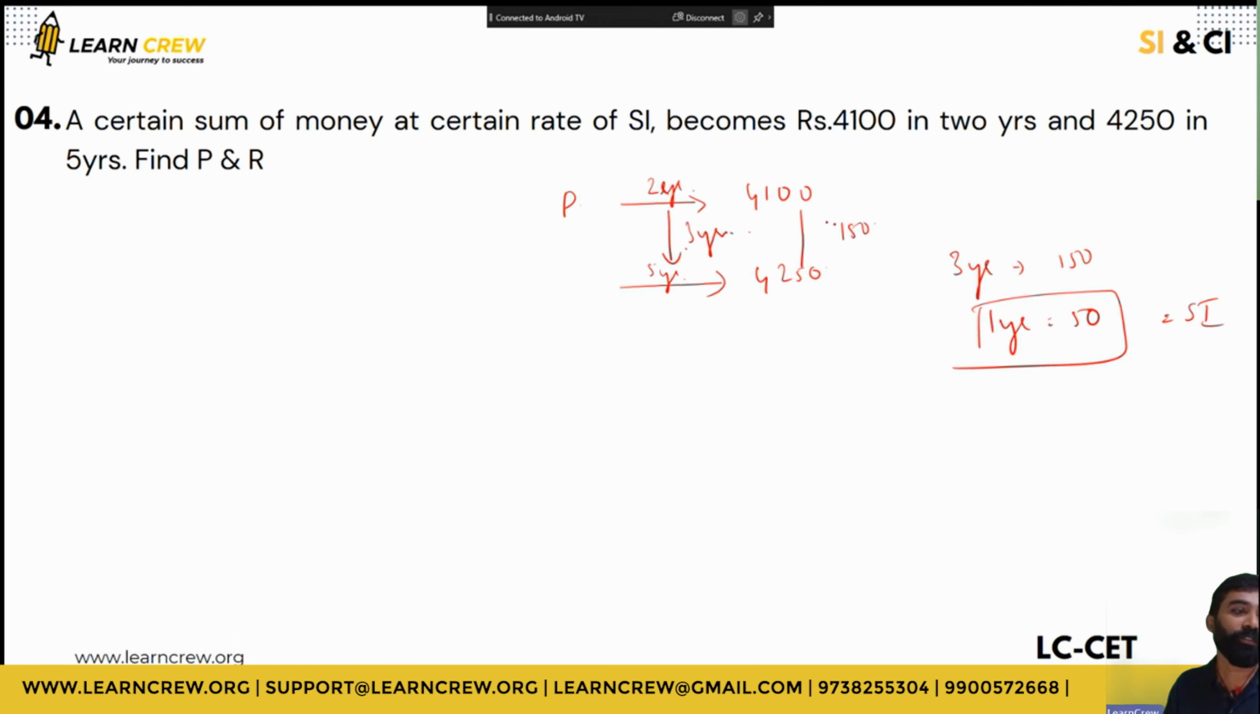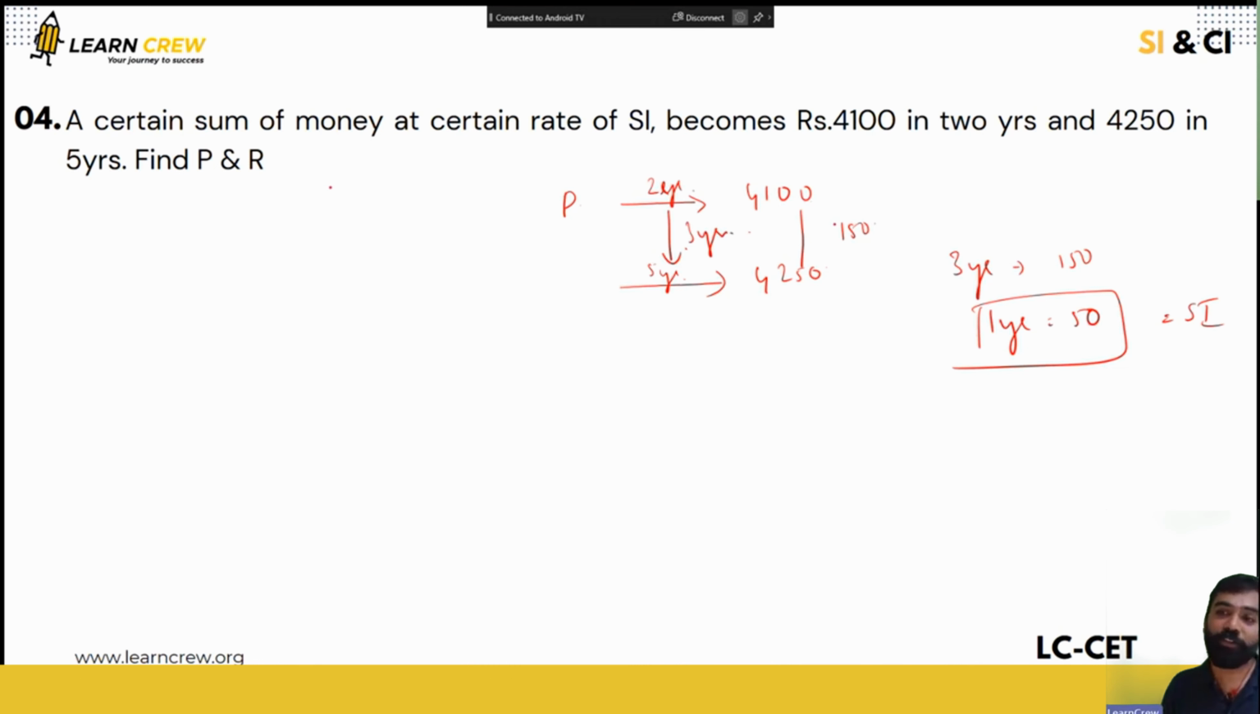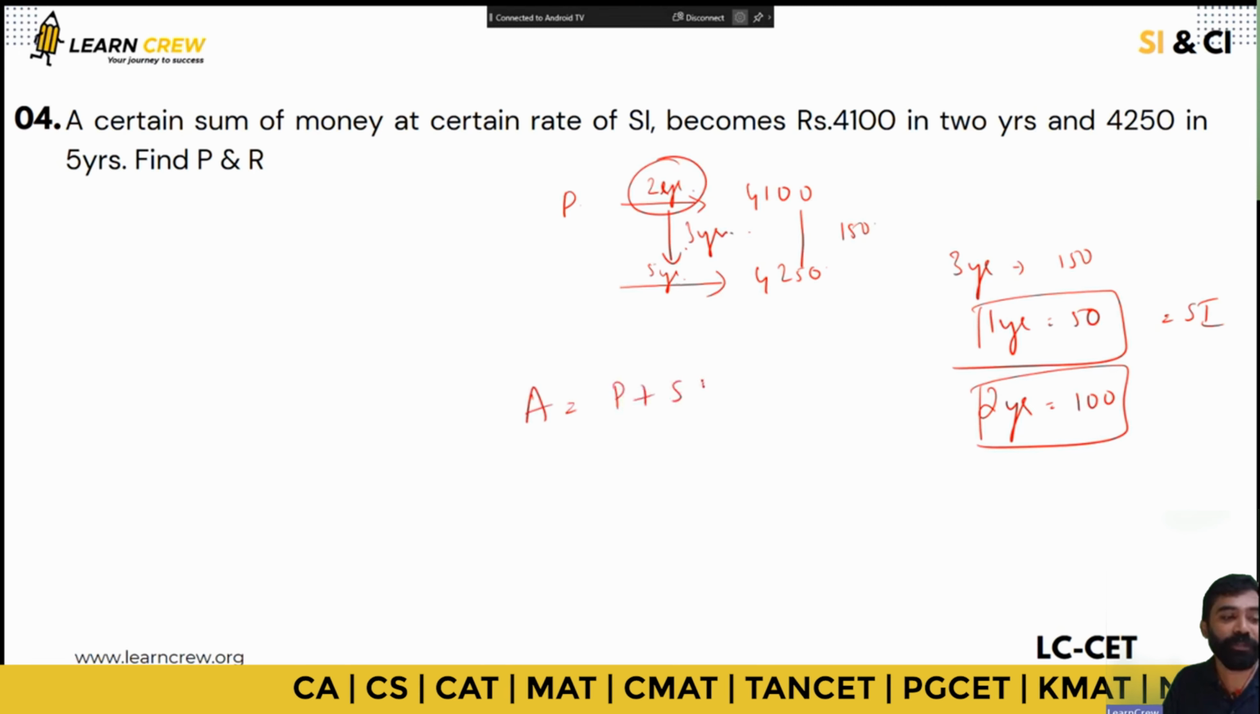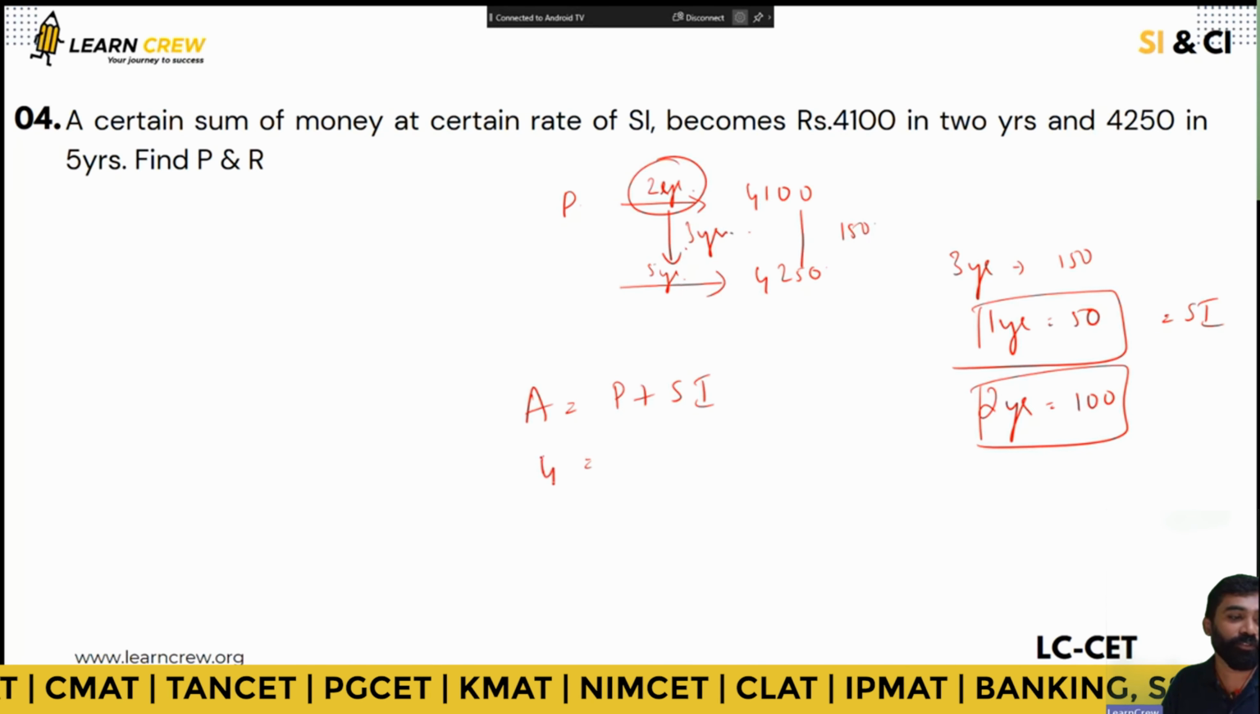So now we need to find what is the principal. How will you find the principal? This is for a span of 2 years. If for 1 year it is 50, for 2 years, how much is it? 100. So from this, amount equals principal plus simple interest. So amount is 4,100.